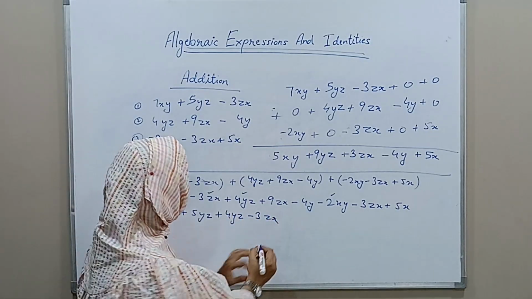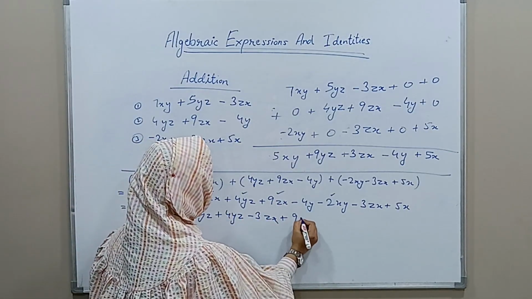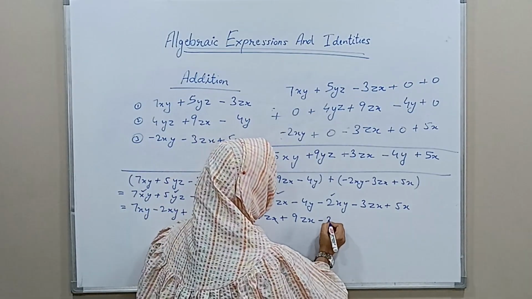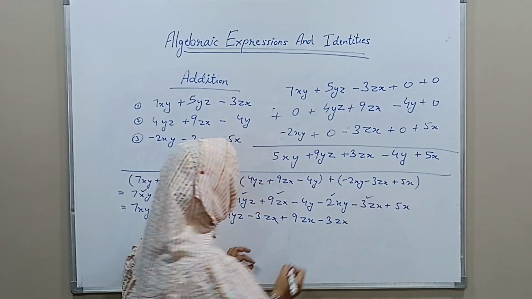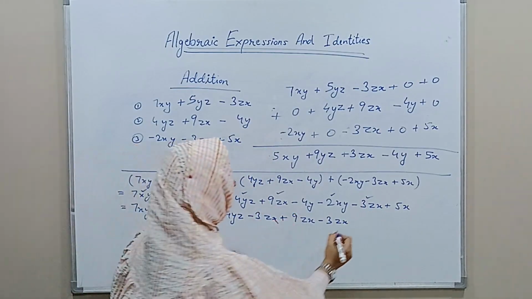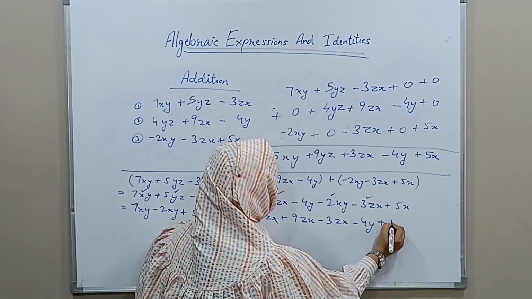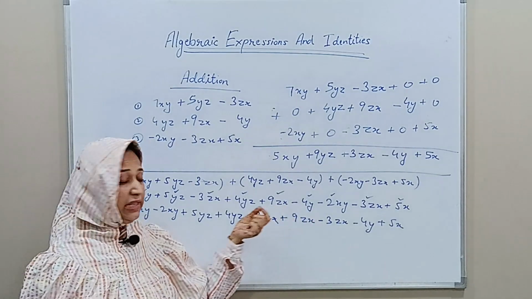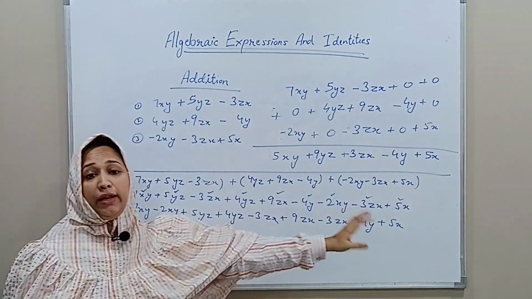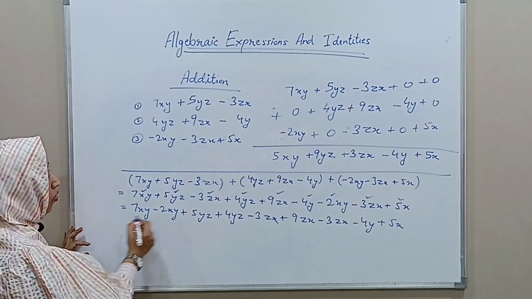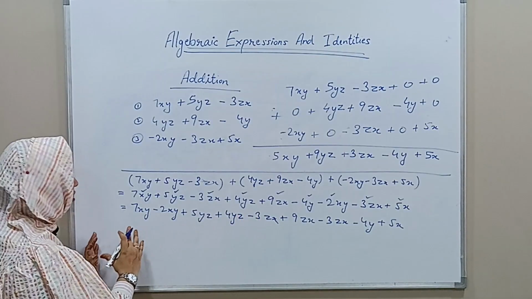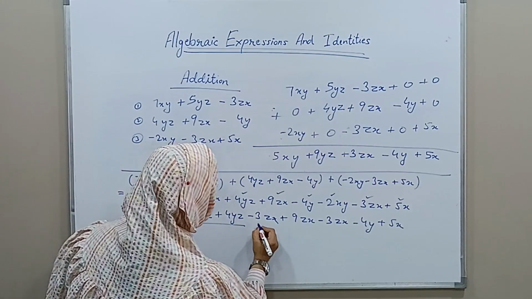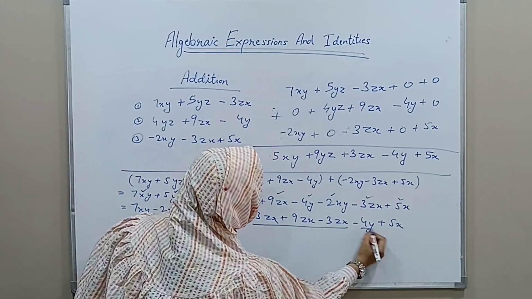Then search for zx, we have plus 9zx, and we also have minus 3zx. So we will bring them together. Then we have minus 4y, and the last one plus 5x. The tick I have put for easiness so that we do not miss out any term while adding. Now we have brought all the like terms together. So these are like terms, these are like terms, these three are like terms, and these are different, right?